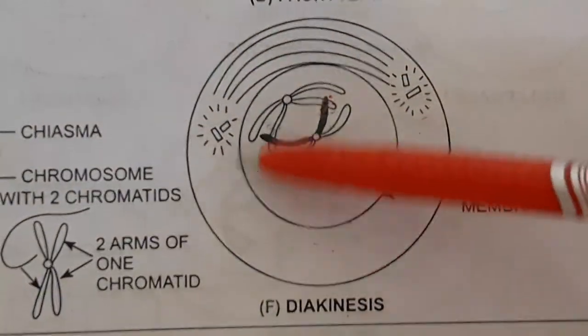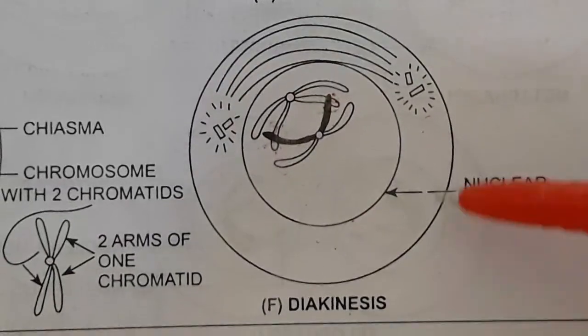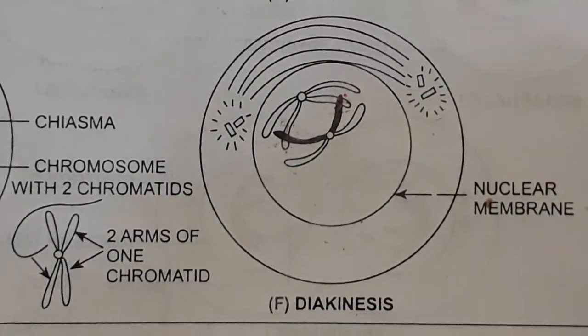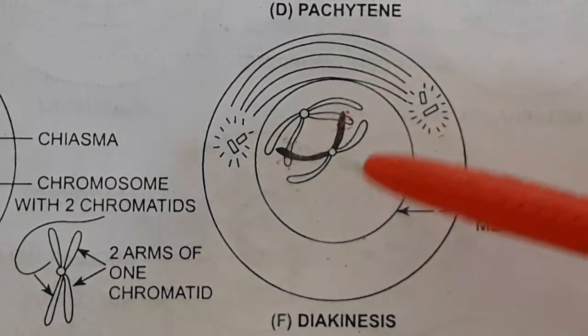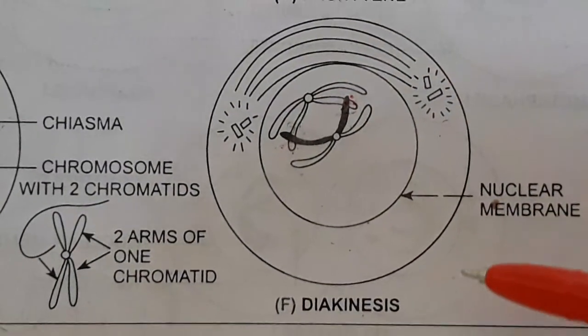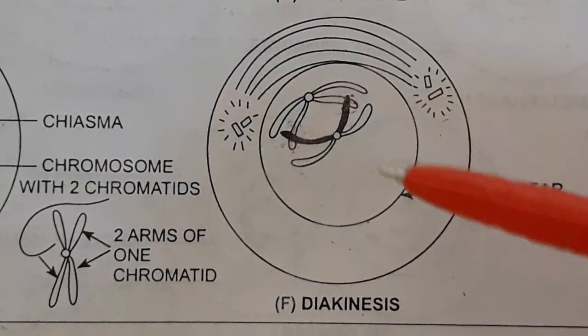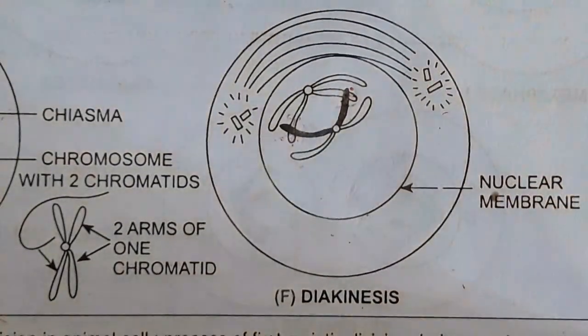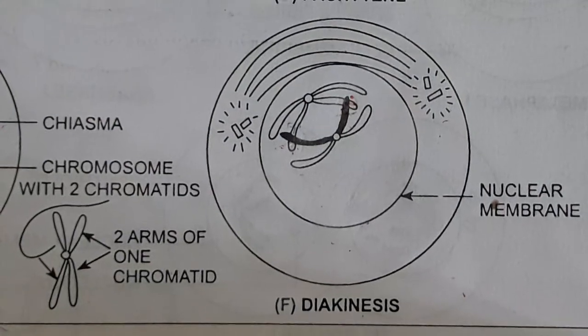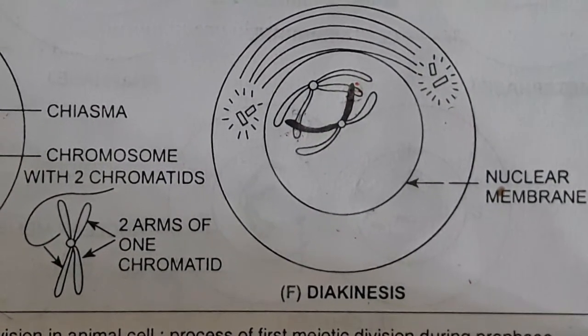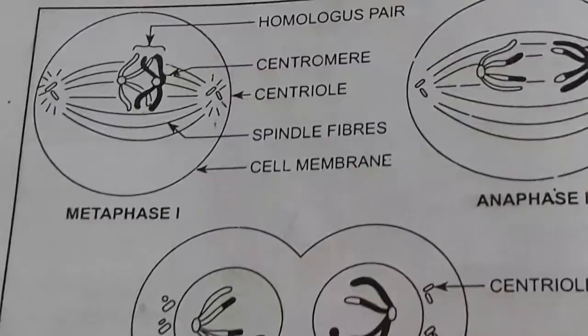Okay, so these are the main events of the meiosis 1 stage, meiosis 1 prophase 1 stage: leptotene, zygotene, pachytene, diplotene, diakinesis. While explaining this, you have to sequentially explain all the main events that are taking place in the prophase 1 stage. Now the prophase 1 is followed immediately by the metaphase 1 stage.